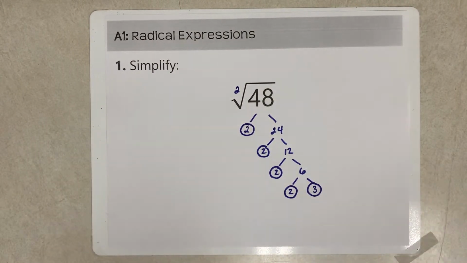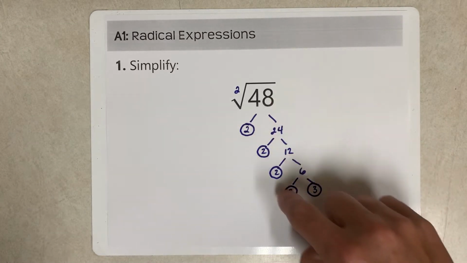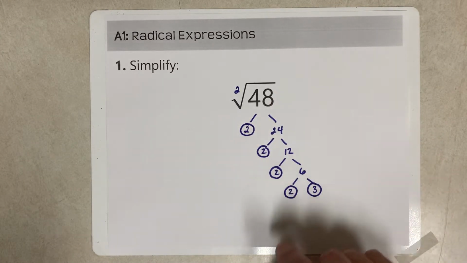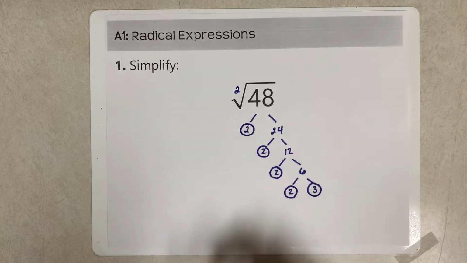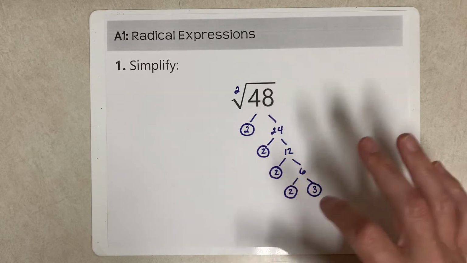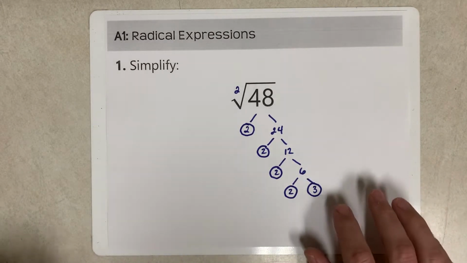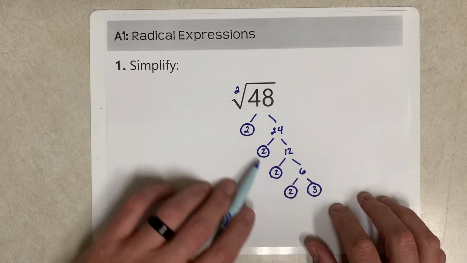One thing I'll mention here is the fundamental theorem of arithmetic, which says that no matter how we break these numbers down, we are all going to get the same primes, just maybe in some other order or configuration. There's only one way to make 48, and that's 2 times 2 times 2 times 2 times 3, and that's it.